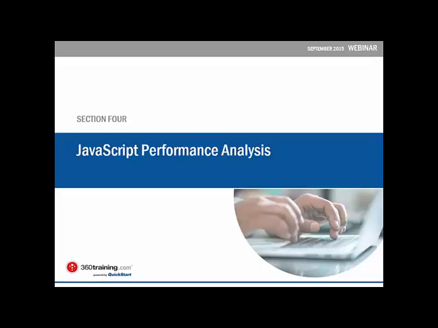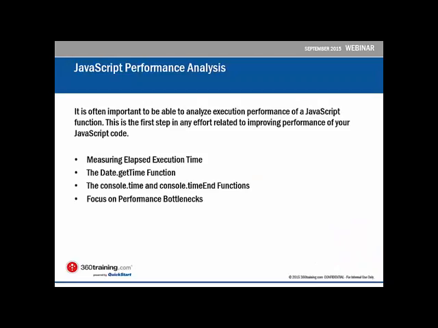Section 4, JavaScript Performance Analysis. It is often important to be able to analyze execution performance of JavaScript functions. This is the first step in any effort that relates to improving performance of your JavaScript code. We'll take a look at measuring elapsed execution time. We'll take a look at the getTime function as well as the time and timeEnd functions. And we'll talk about the importance of how to focus on performance bottlenecks in your code.